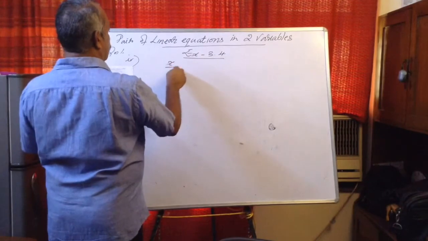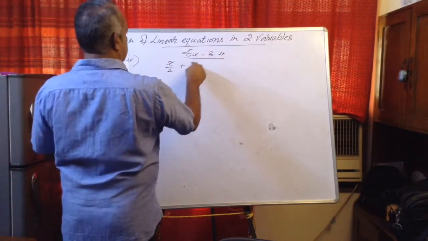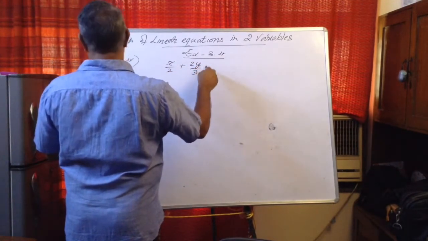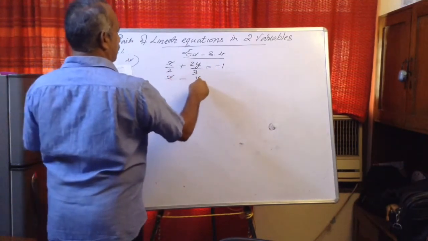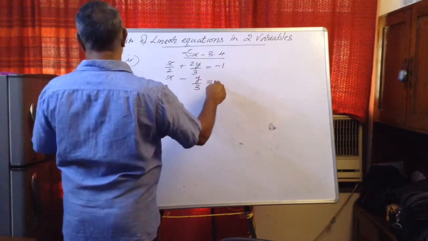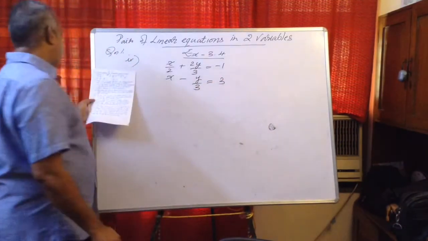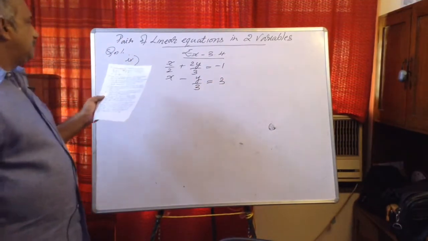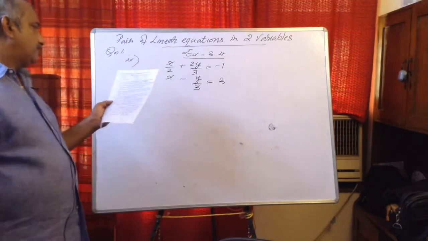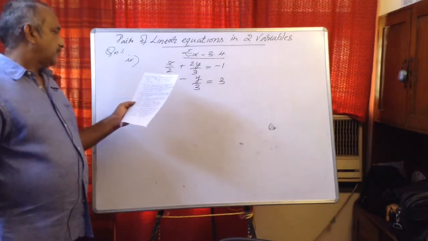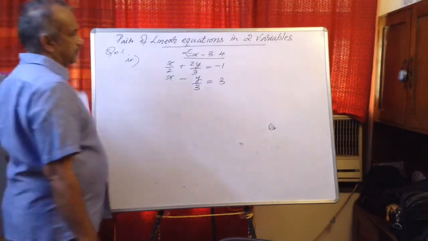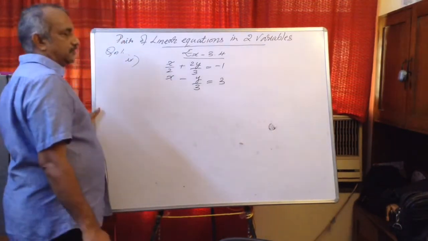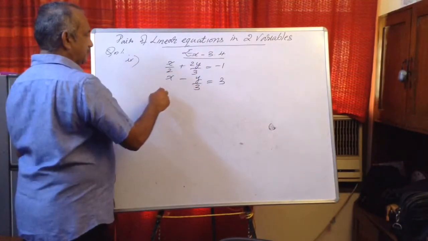Say x upon 2 plus 2y upon 3 is equal to minus 1, and x minus y upon 3 is equal to 3. So first I am going to remove the fractions. I am going to do cross multiplication.